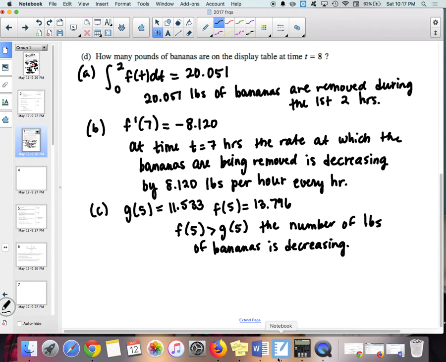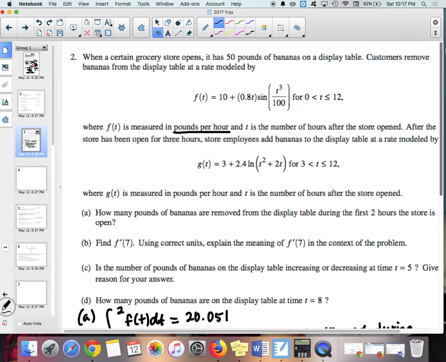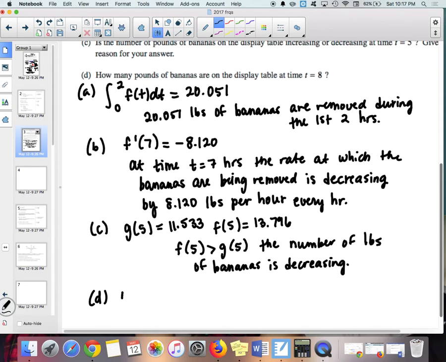Okay, and then the last part, part D, it says how many pounds of bananas are on the display table at time 8. This is where it's a little tricky. We need to know how many we started with. If you go back up here, we have 50 pounds of bananas on the display table. So that's our initial condition. We started with 50, and then after the first 8 hours, we lose the integral of f of t dt. So instead of having a plus there, I need to make this a minus.